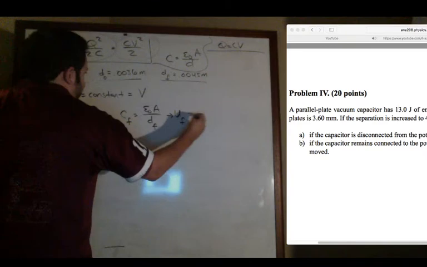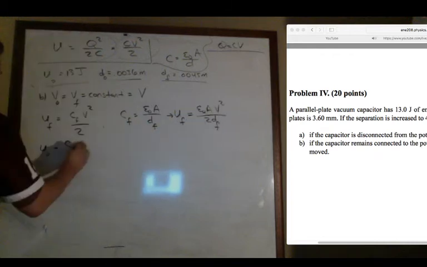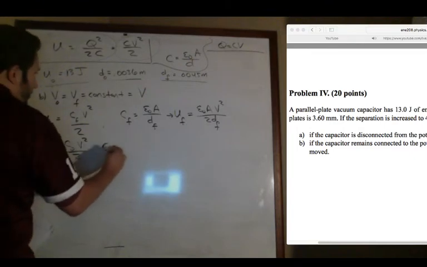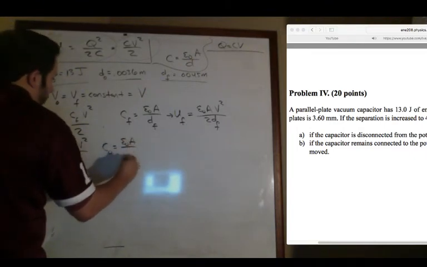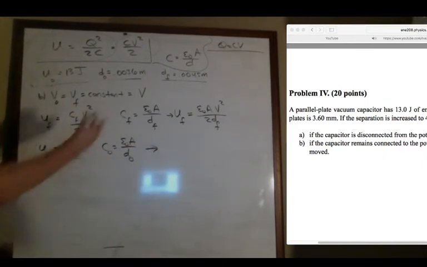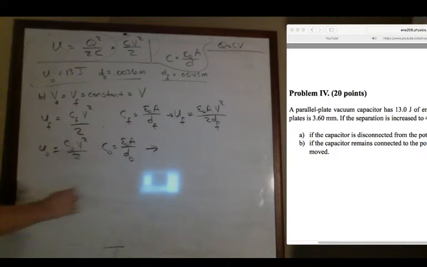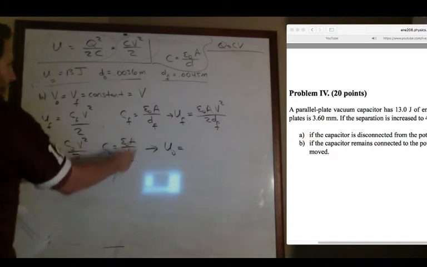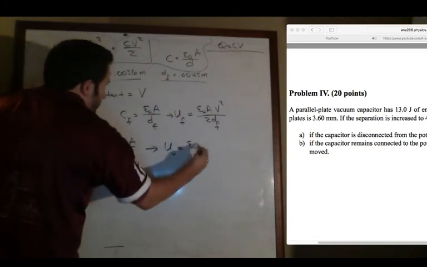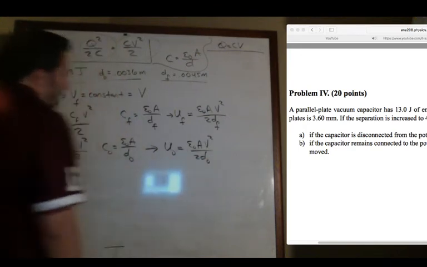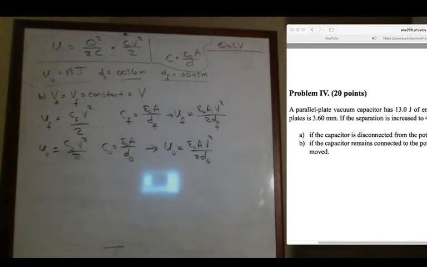We're going to say U naught is equal to C naught times V squared over 2. And C naught is going to be epsilon naught A over D naught. In essence, we're going to use the exact same math this time to put U naught in terms of everything given here. And so replacing this C, epsilon naught A over D, we get epsilon naught A V squared over 2 D naught. And now look what happens. Now what we can do, let's get creative once again.